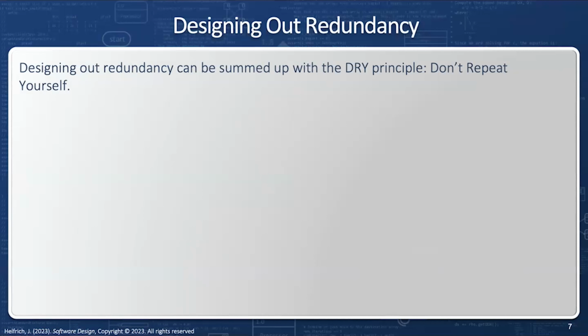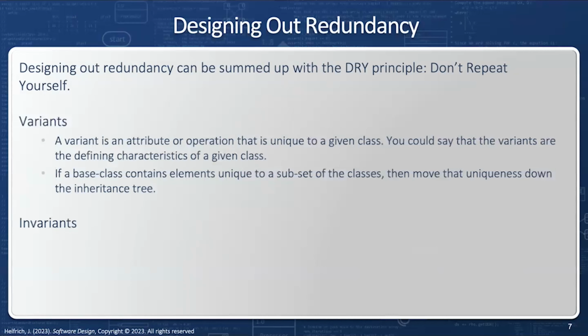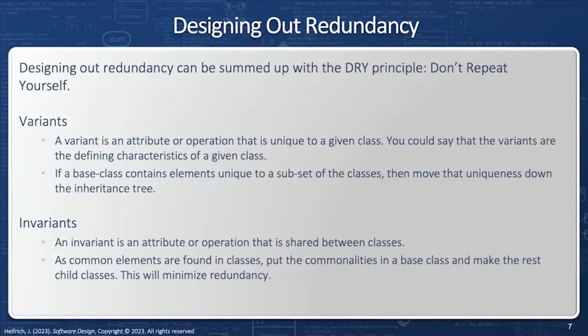Now, redundancy can be designed out with the DRY principle: don't repeat yourself. It's useful to think of variance and invariance. A variant is an attribute or operation that is unique to a given class. You can say that variants are defining characteristics of the class. If a base class contains elements unique to a subset of classes, then move that uniqueness down in the inheritance tree. Invariants, on the other hand, are attributes or operations that are shared between classes. As common elements are found in classes, put commonalities in the base class and make the rest child classes.